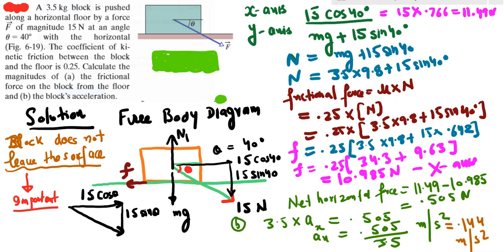So, and then using this new normal reaction, which is different from just mg, you can calculate the frictional force of mu into N. So you can see mu into N is the frictional force and has been calculated as 10.985. If we know the frictional force, we also know the horizontal component of the applied force, subtract the two, and that is the net horizontal force, which will give you the horizontal acceleration as 0.144.